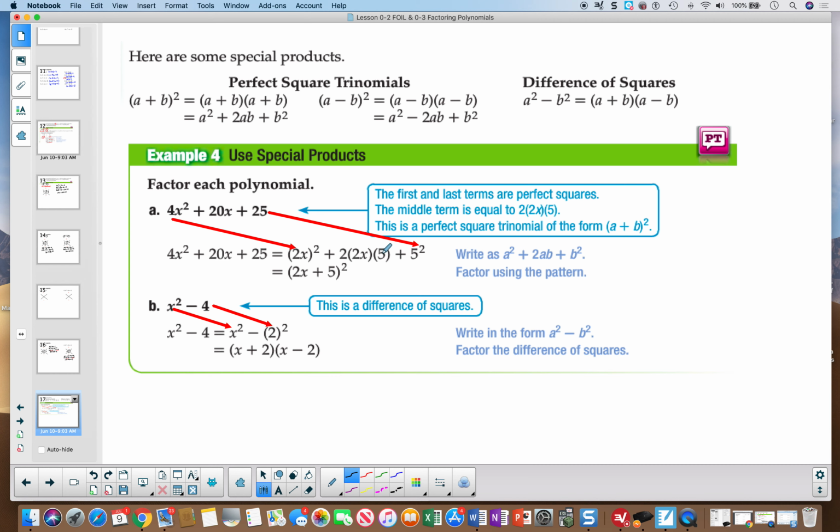So this is a great candidate for what we call a perfect square trinomial. In other words, it's going to be 2x plus 5 to the second power. In other words, the factors are both exactly the same.